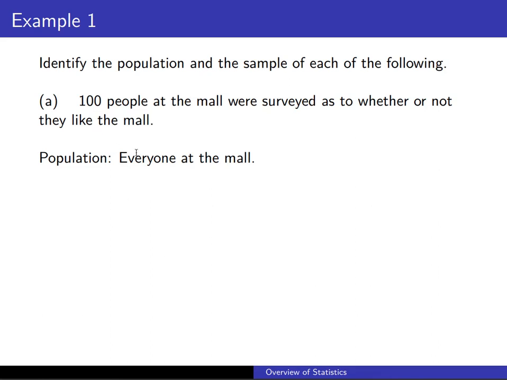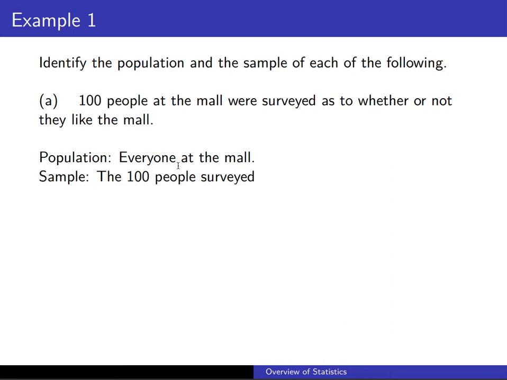So the population is everybody at the mall, which, again, depending on the state of malls, by the time you watch this video, you usually had a wide representation of various people at the mall. You had young, you had old, you had just about everybody in between. So it was a pretty good population to take samples from. And in this case, the sample would be the 100 people that were surveyed.